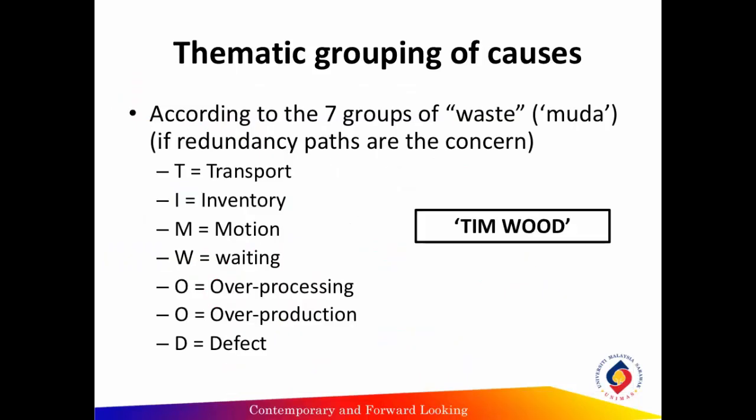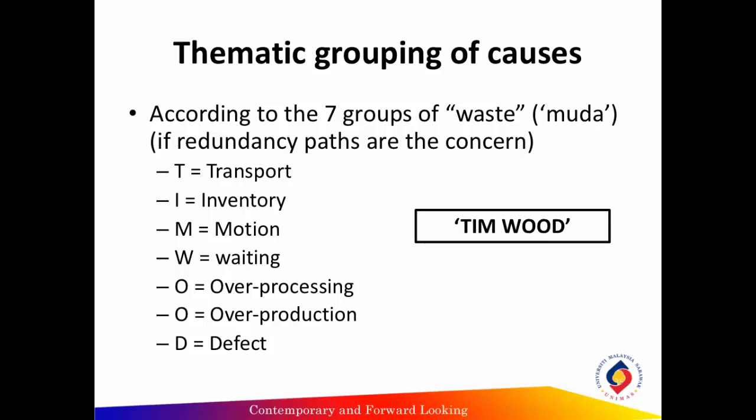The third group of thematic groupings, or the third way for thematic groupings, is according to the 7 groups of waste or muda. In lean management, waste or muda is a very common topic. If waste or redundancy is an important concern here, then this will serve as a very good grouping.